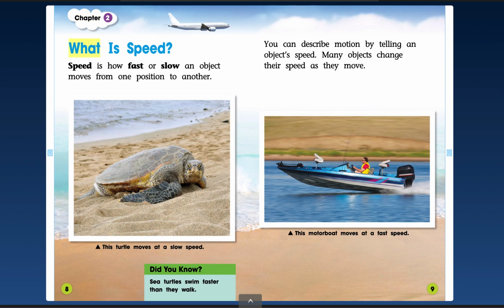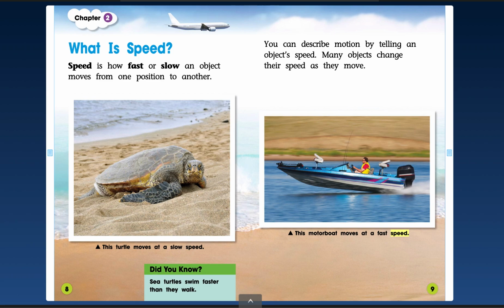Chapter 2. What is speed? Speed is how fast or slow an object moves from one position to another. You can describe motion by telling an object's speed. Many objects change their speed as they move. This turtle moves at a slow speed. Did you know? Sea turtles swim faster than they walk. This motorboat moves at a fast speed.